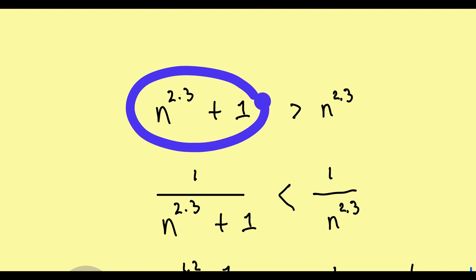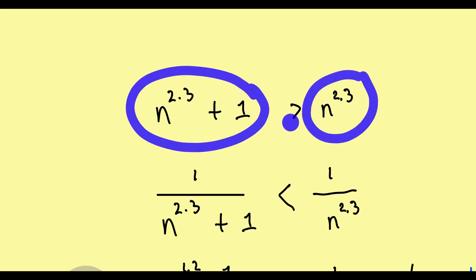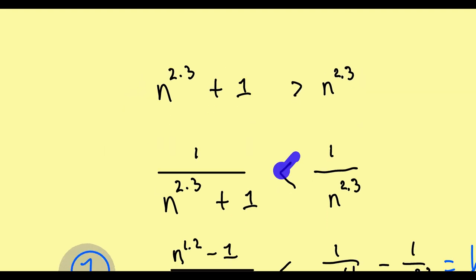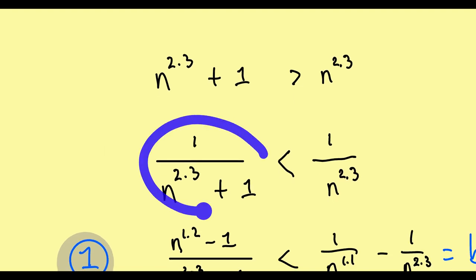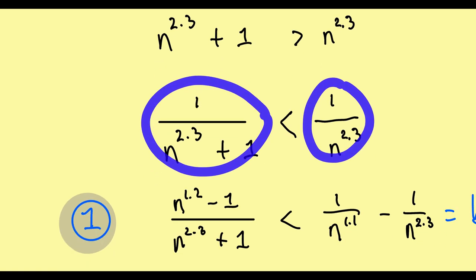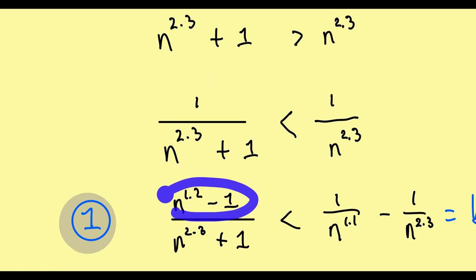Start with the denominator. Something plus 1 is going to be greater than that something. Produces the reciprocal relation. Then these quantities, if we multiply by n to the 1.2 minus 1 on both sides, but then we can get even larger if we throw away the minus 1, and then n to the 1.2 over n to the 2.3 will simplify to this.